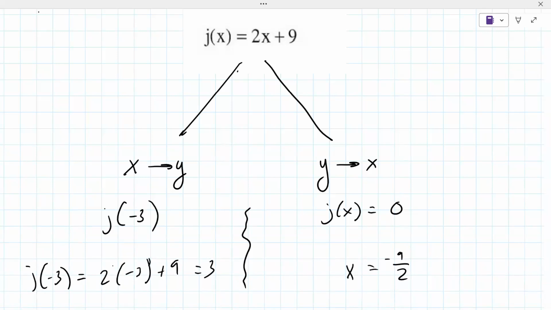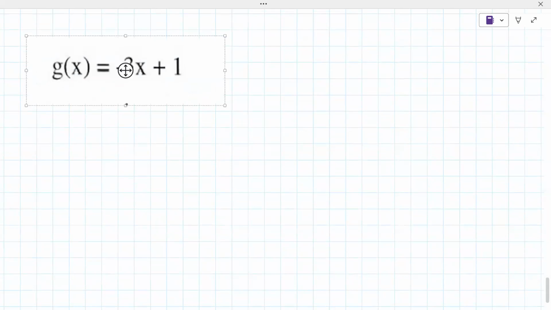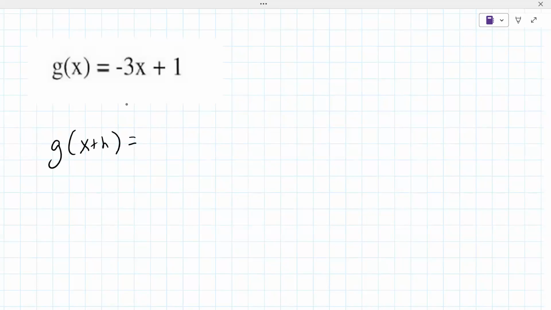So where I think you're going, and you can tell me if that is the case, they're going to give you a function like this, and they're going to ask you to find g of x plus h. Does that look at all like what you saw in class? I think so. I think he was starting with that. Okay, and what that means is you're putting x plus h in for x.